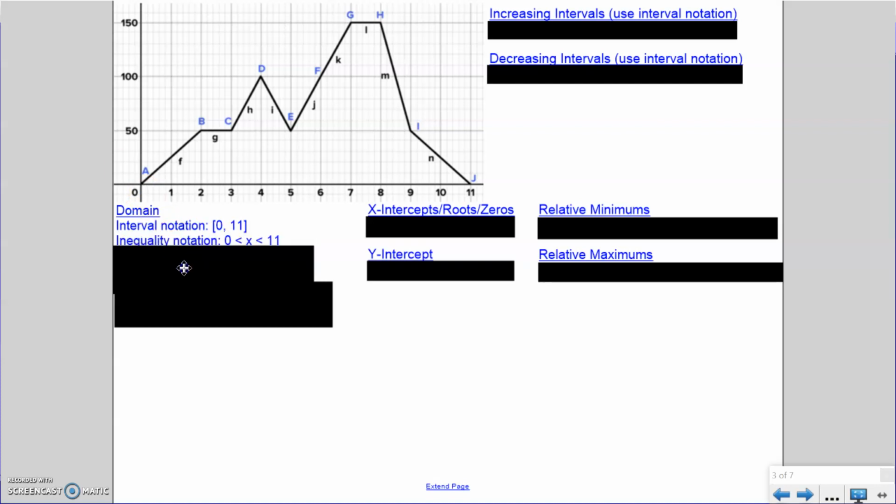You could also write it in inequality notation like this: x is between 0 and 11, both closed. And we also have set builder notation, where we'd say it's the set of all x such that x is between 0 and 11, both closed.